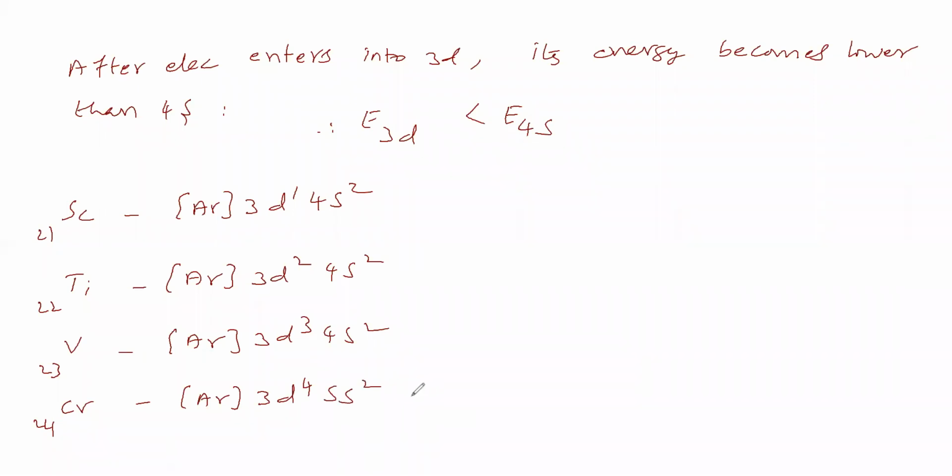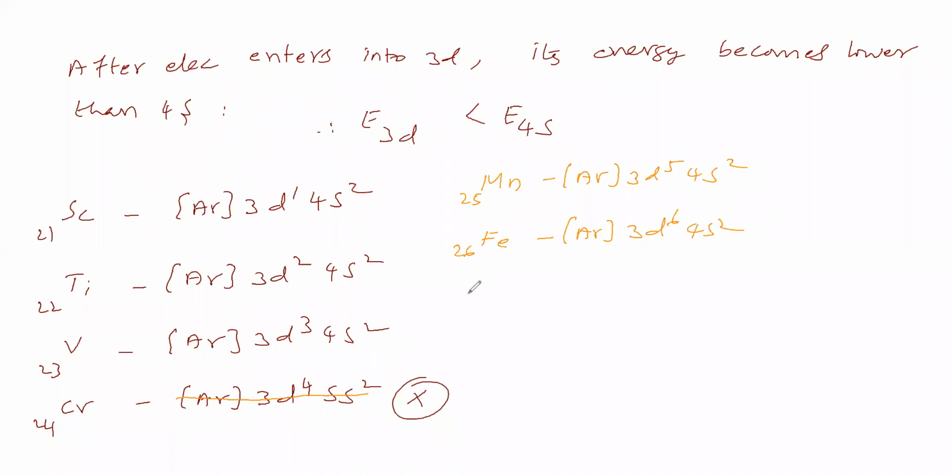Here it comes under some exceptions, so we will see this later. Some correction is there in this one; we will see later. Next we will take manganese, atomic number 25. This configuration is argon 3d5 4s2. Next one is iron, atomic number 26. Electronic configuration is argon 3d6 4s2.